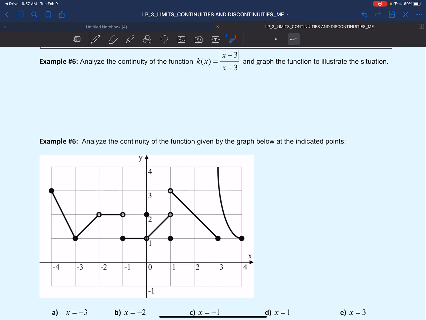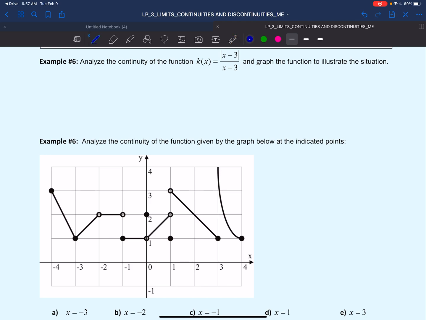We are discussing continuity and discontinuity in functions. And this time we're taking a look at an example of a rational function that involves absolute values in it. So k(x) equals the absolute value of x minus 3 over x minus 3. And we have to discuss the continuity of it.